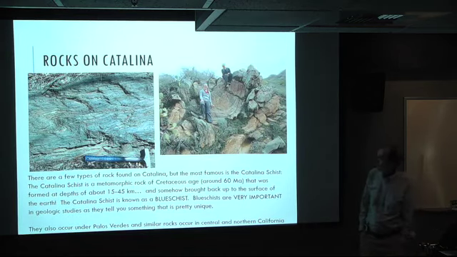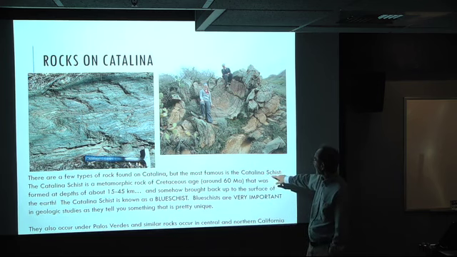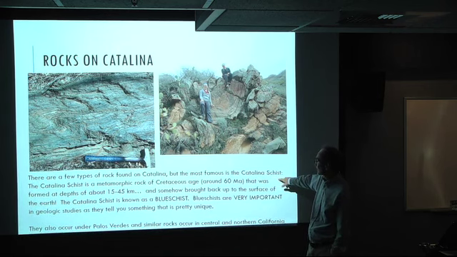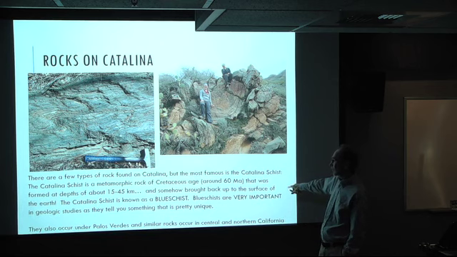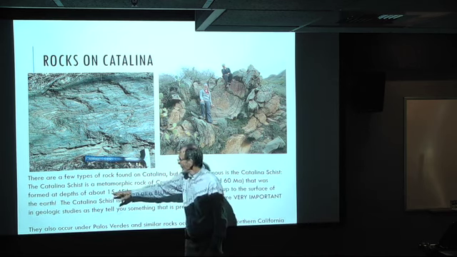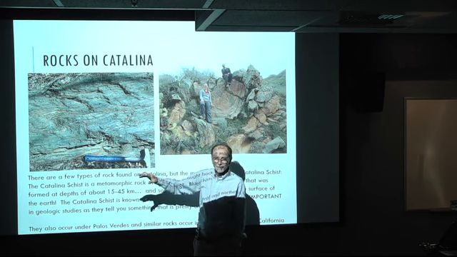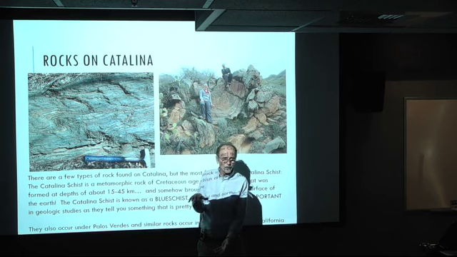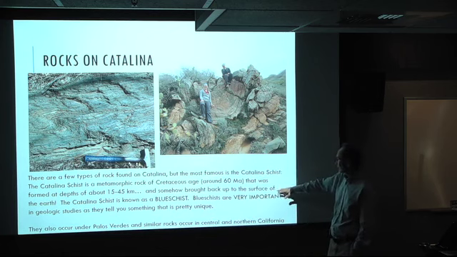Here's a picture of them. There are a few types of rocks found in Catalina, and the most famous is called the Catalina schist. The Catalina schist is a metamorphic rock of Cretaceous age, around 60 million years ago. It was formed at a depth of about 15 to 45 kilometers, around 20 to 30 miles. So the rocks in Catalina were formed at a depth of around 20 to 30 miles beneath the crust, and somehow brought back up to the surface of the Earth.